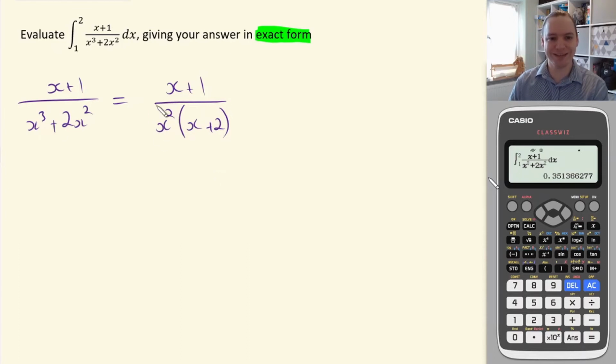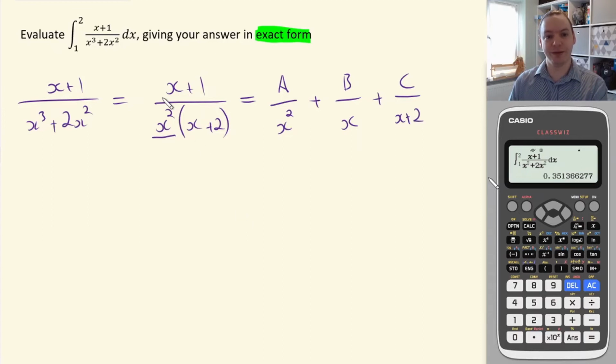I have a repeated factor here, x squared comes up twice, and then I have my x plus 2. What that means is I can write it as a over, b over, and c over, because we've got a cubic, we're going to have 3 terms. The c over is x plus 2, and that's easy. We need to remind ourselves that when we have a repeated factor, then we end up with it repeated and on its own in our partial fractions version. So I have a over x squared, b over x, and c over x plus 2. And my numerator is x plus 1.